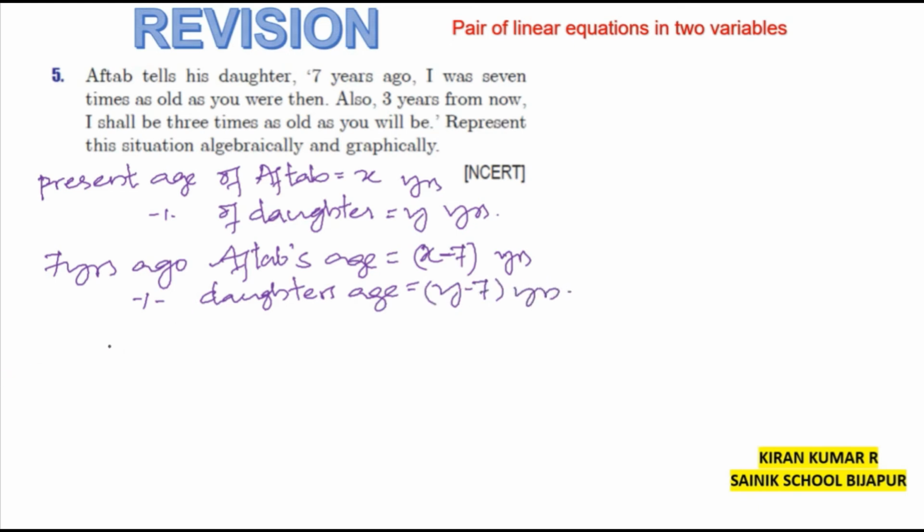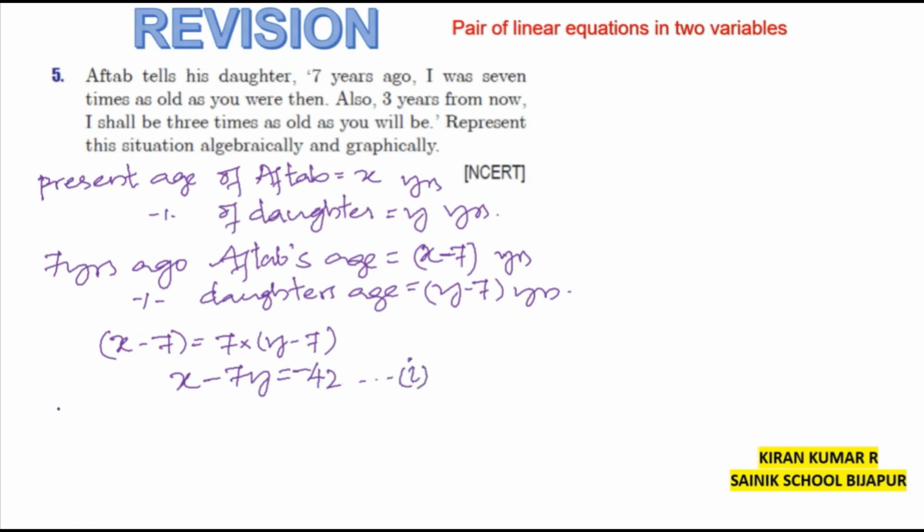According to the condition, we have Aftab's age x minus 7 years before will be 7 times the daughter's age 7 years before. This should be simplified. We get x minus 7y equal to minus 42. This is our equation 1.